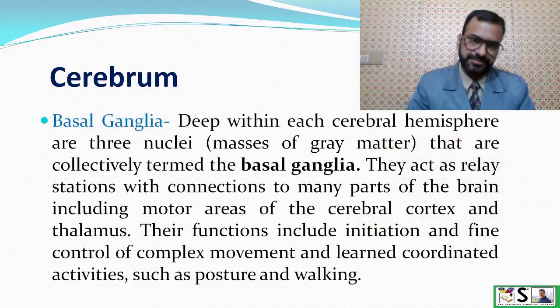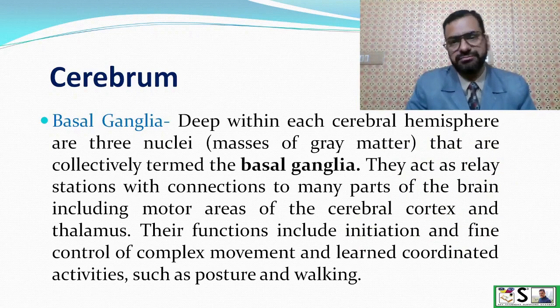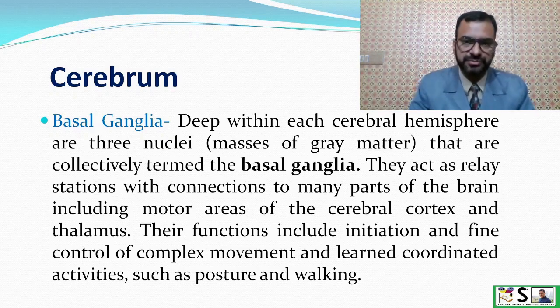Now basal ganglia. Deep within each hemisphere, there are three nuclei or masses of gray matter within the white matter. These are known as basal ganglia. They act as relay stations with connections to many parts of the brain, including motor areas of the cerebral cortex and thalamus. Their function include initiation and fine control of complex movement and learned coordinated activities such as posture and walking.